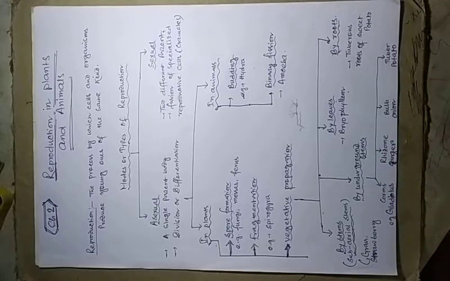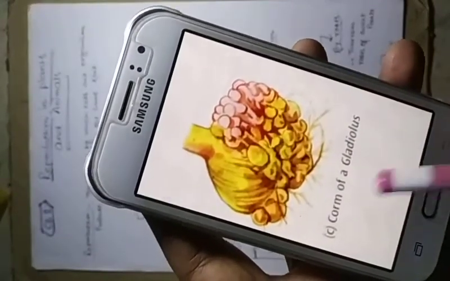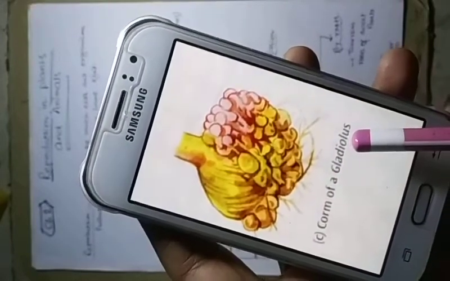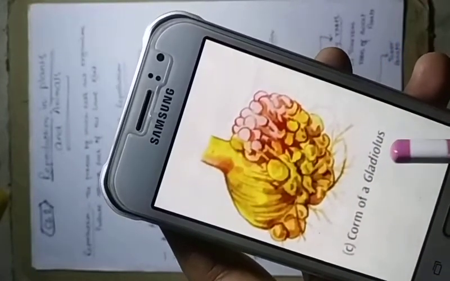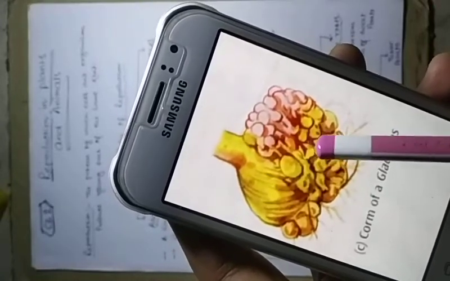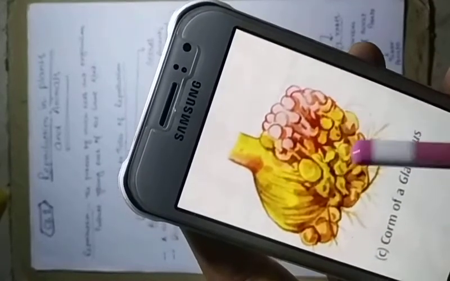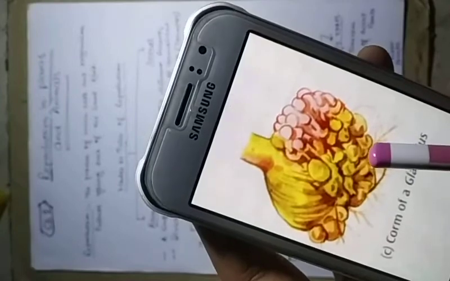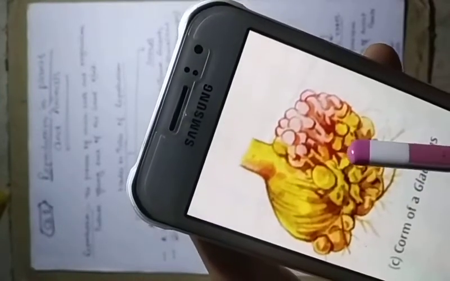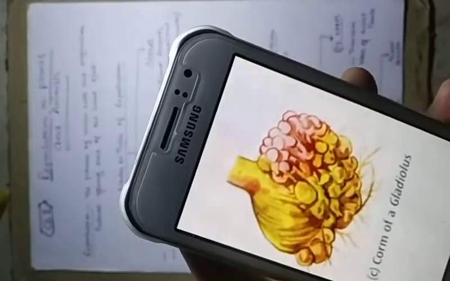And what is underground? Underground stem, first come to the corms. Okay, so I will show you the picture first, then I will explain. So see students, here corm of gladiolus, it is a flower plant, you know that, a very beautiful flower, gladiolus corm, small bulb like structure you can see here. Okay, lots of things composed here, they are just the reproductive organ, and from each bulb, each corm, a new offspring will be born.